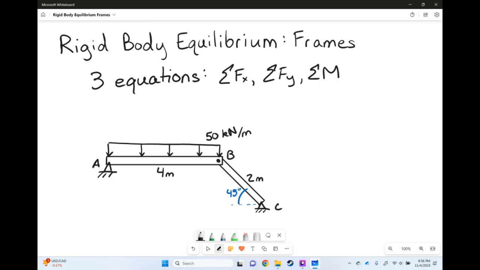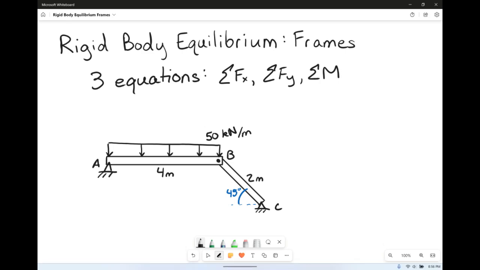This video is going to cover rigid body equilibrium, specifically for frames. Frames is not too different from just basic rigid body equilibrium. We have the same three equations: the sum of the forces in the x, the sum of the forces in the y, and the sum of the moments at a point. The difference is that you can't always just solve for literally anything until you break the members apart.